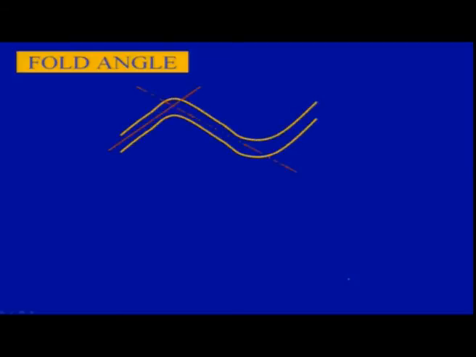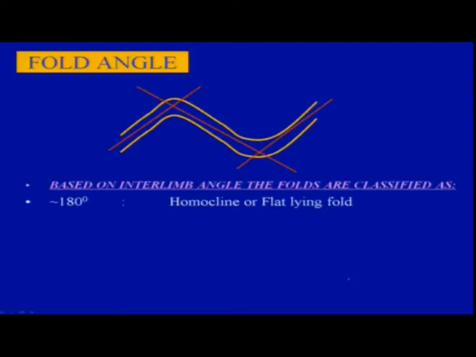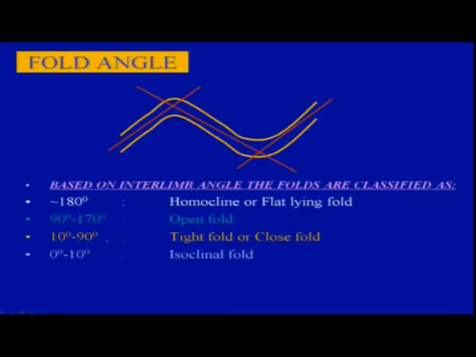Now, fold angles. If you have around 180 degrees, the interlimb angle, then we term that flat or almost flat folds, or homoclines. Then from 90 to 170 degrees we term that an open fold, 10 to 90 degrees tight folds or close folds, and 0 to 10 degrees isoclinal folds. So this is the interlimb angle that we can measure, and based on this you can classify whether it is an open fold or a tight fold.